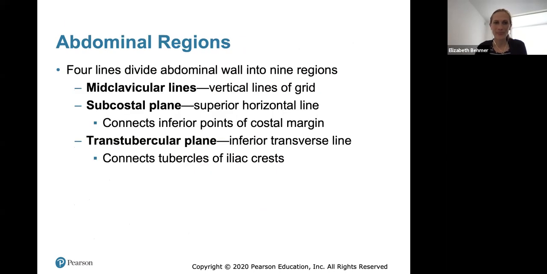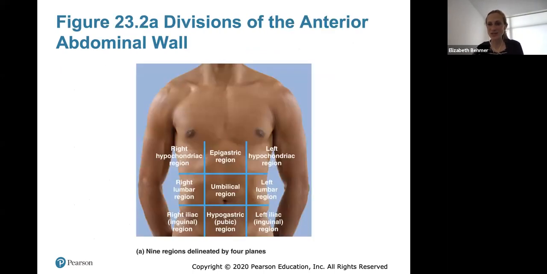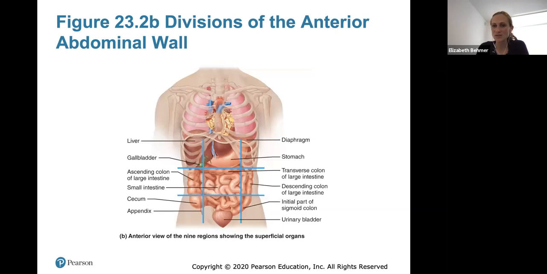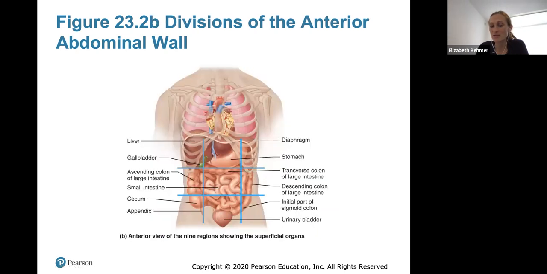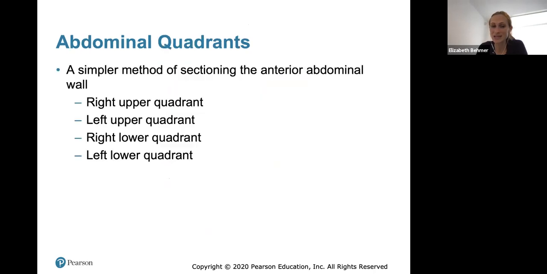The abdominal regions: there's 4 lines that divide the abdominal wall into 9 regions. And these different regions are shown here: the right and left hypochondriac, right and left lumbar, and right and left iliac. You should know these regions, and you should know more or less which organs lie in each region. So if we look here, you can see different parts of the ascending colon, the transverse, the descending colon, and then you can compare with what regions they would be in. So you should know well the regions and then what organs would lie in each region.